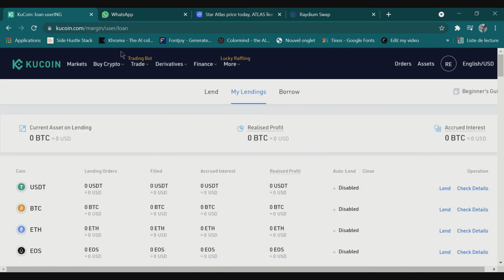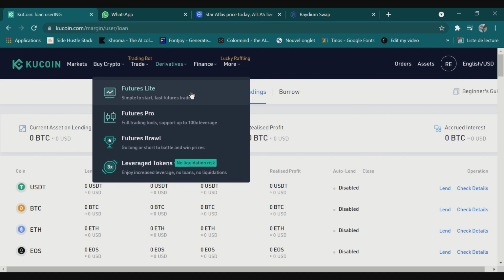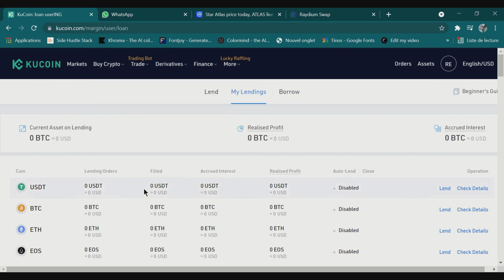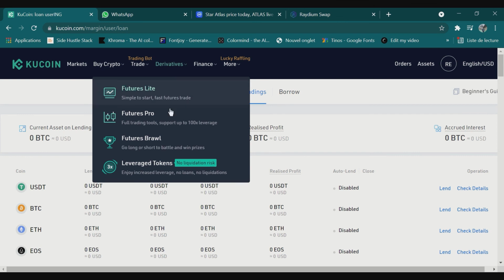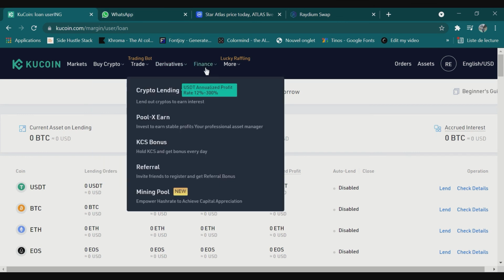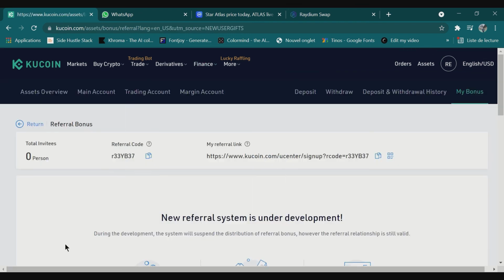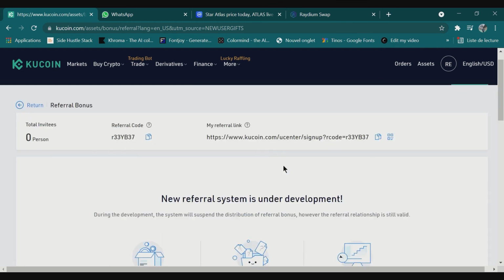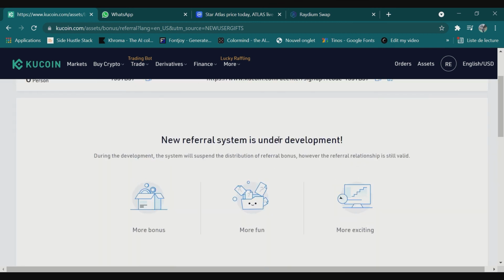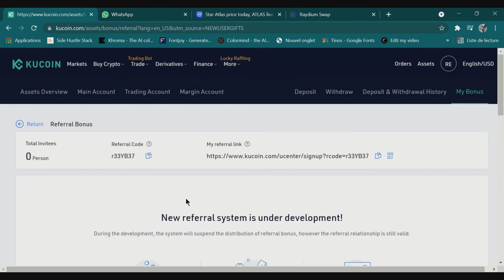Then you can see there are other options you can get on the website in derivatives like Futures Pro or Futures Bro, if you want to get into analyzing the market and go into trading. And otherwise on finance, you can also invite friends to register for a referral. I guess you can get some free crypto, or you can get discounts.